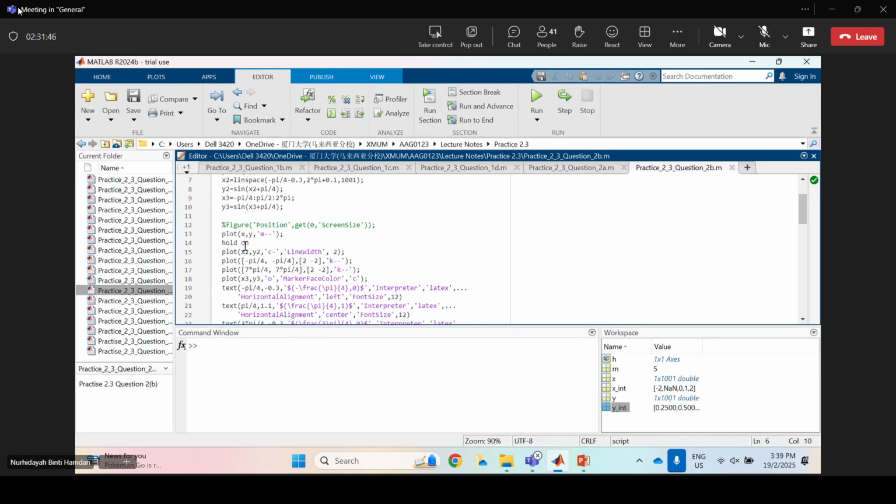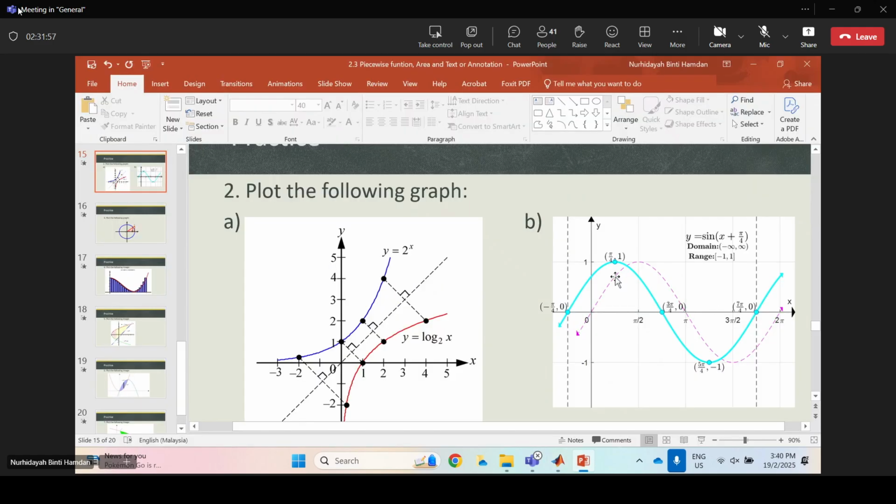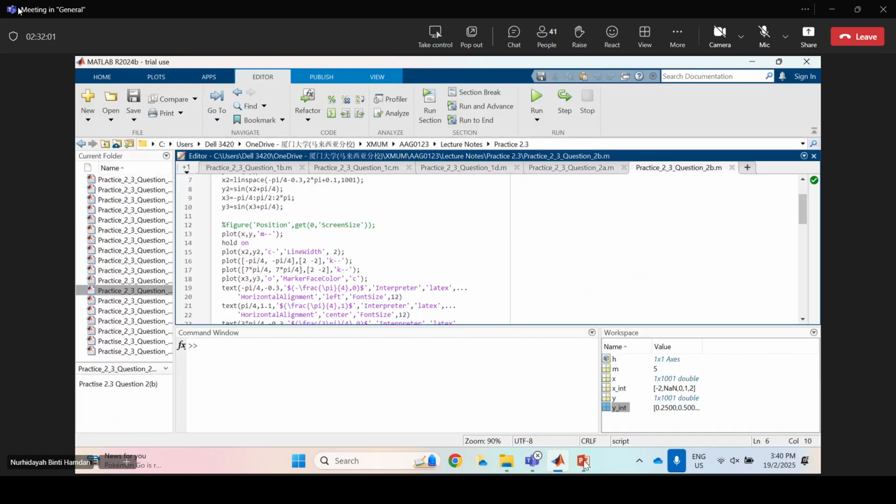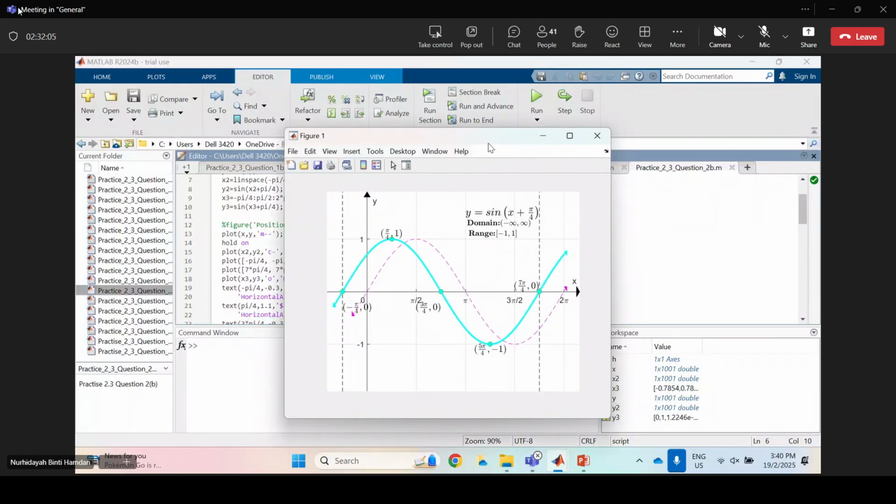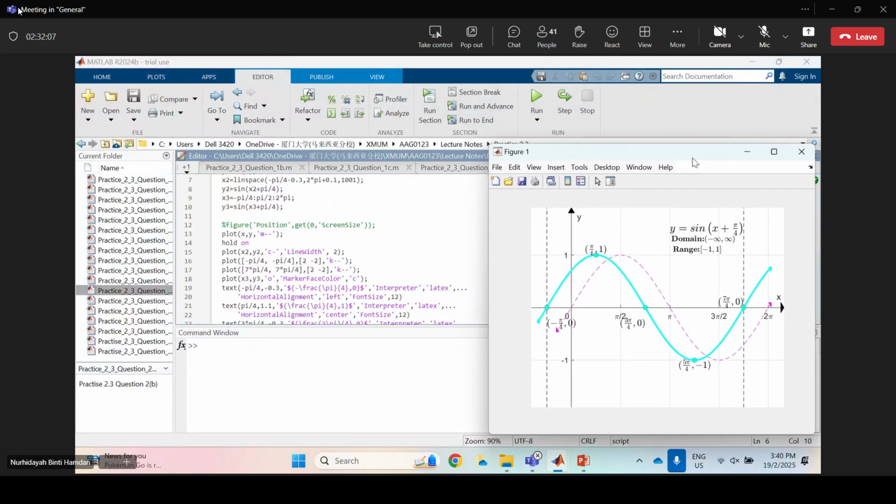Okay, so here I put plot. The first one is the magenta, hold on. Then I put the cyan. Cyan is this one, the blue color here. Then I plot it. I put the text at every marker. Then also I put this one.